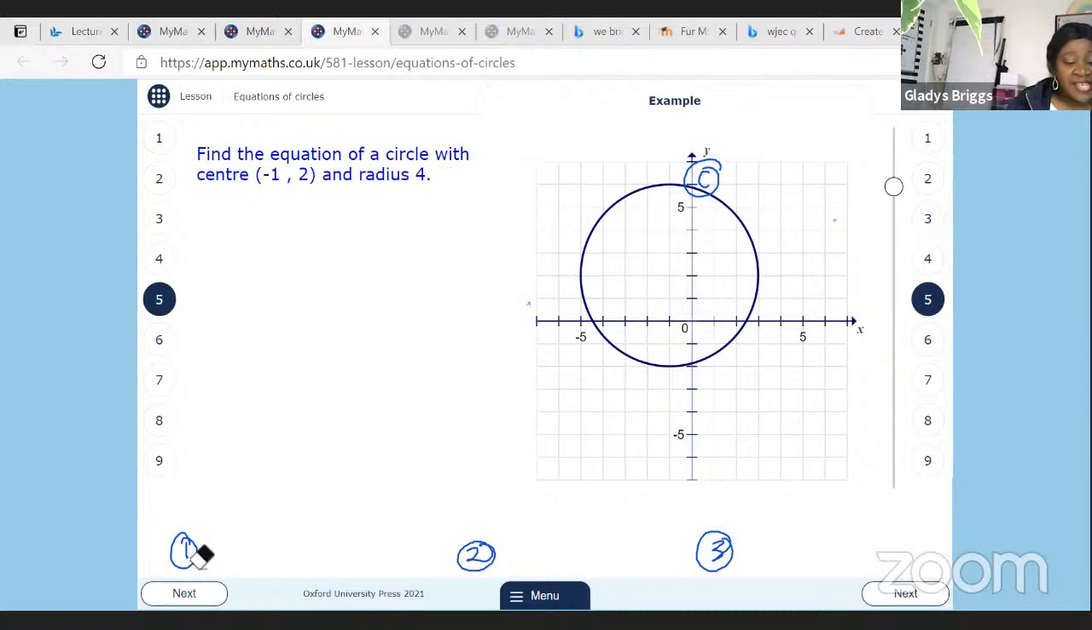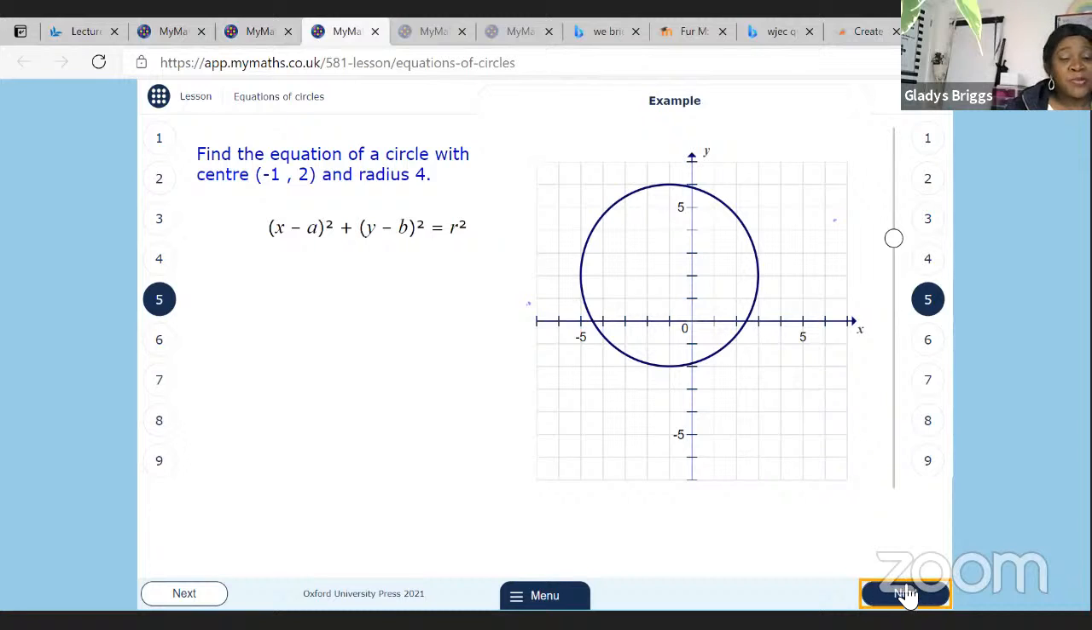I think it's another example. Find the equation of a circle with center (-1, 2) and the radius of 4. Of course we know where the center is. x is -1, and y is 2, and the radius is 4. Okay, so let's make a start.